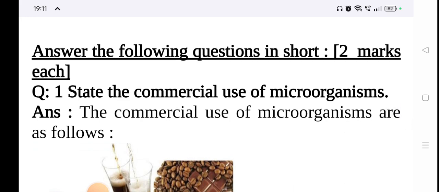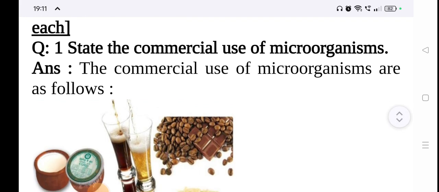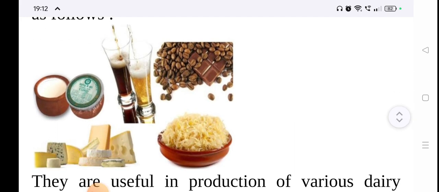Answer the following questions in short, which carry 2 marks. See the question number 1. State the commercial use of microorganisms. Answer: the commercial uses of microorganisms are as follows. See how they are used. In the sample, I have shown you the image.